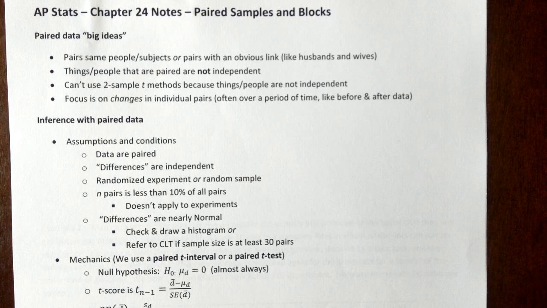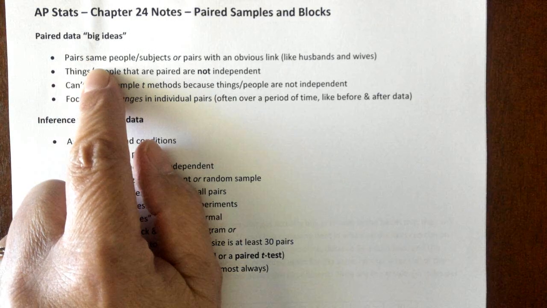In chapter 24, once again, you have 2 groups, or sometimes you have matched pairs. So you have 2 sets of data, but they are not independent, and that totally changes the game, because one of the conditions that you check in a 2-sample t-test or interval is that your 2 samples or your 2 treatment groups are independent of each other. Sometimes that is not the case. Sometimes you have things you can pair up.